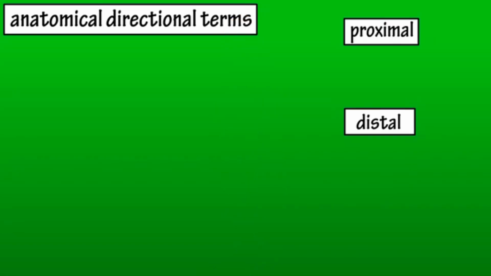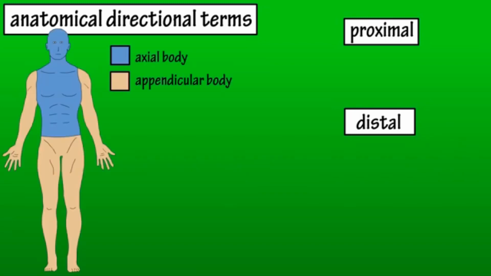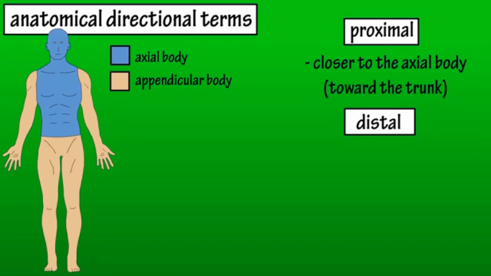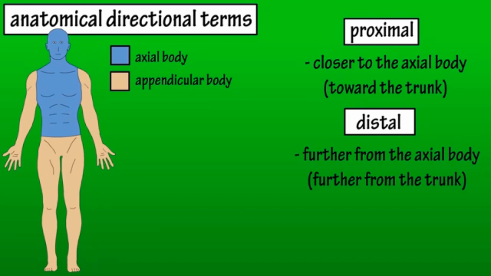Next is proximal and distal. Proximal and distal are terms that are usually used when describing parts of the appendicular body. Remember that the axial body consists of the head, neck, and trunk, and the appendicular body consists of the limbs, or appendages that are added to the axial body. Proximal means closer to the axial body, or toward the trunk of the body, and distal means further from the axial body, or further from the trunk of the body.